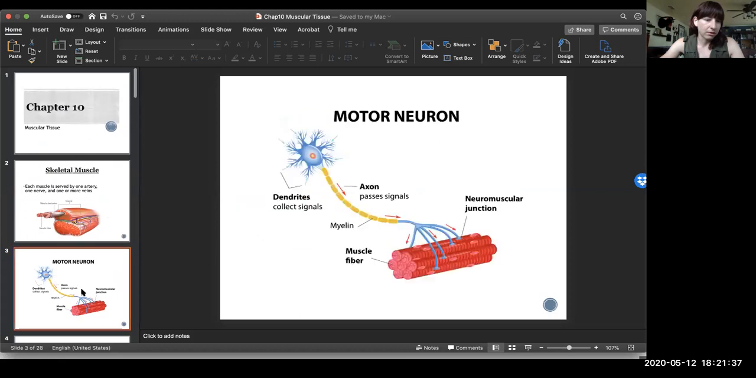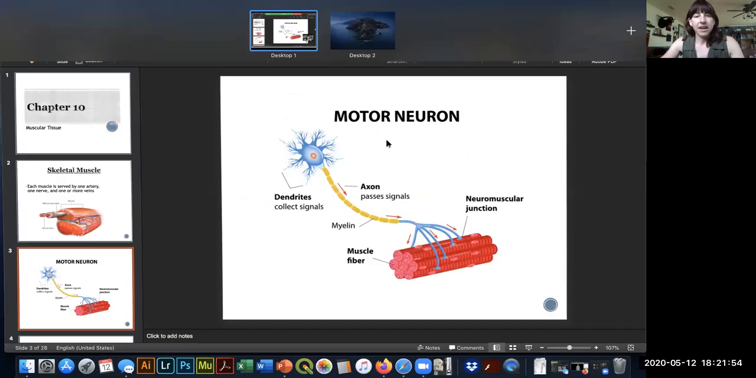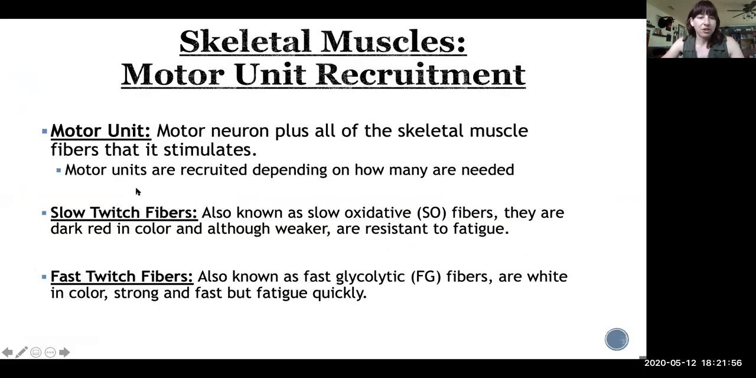Actually more accurately, it's this. So it's this neuron, the axon, and all of its little axon terminals that talk to each muscle fiber. So a motor unit includes the neuron and all of the muscle fibers or muscle cells that it's talking to, basically. And you recruit motor units depending on how many you need.